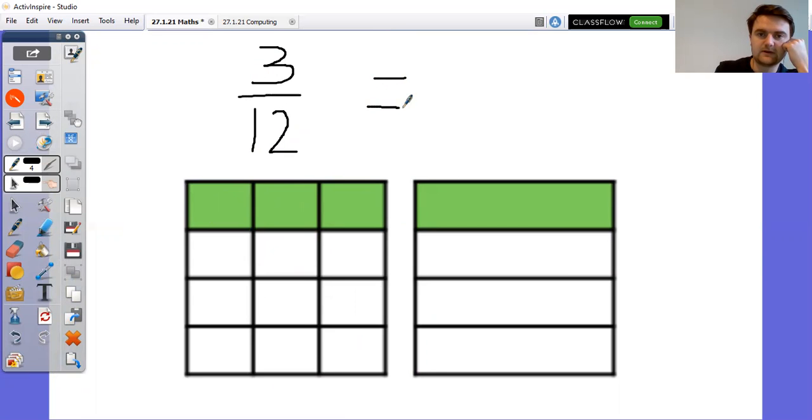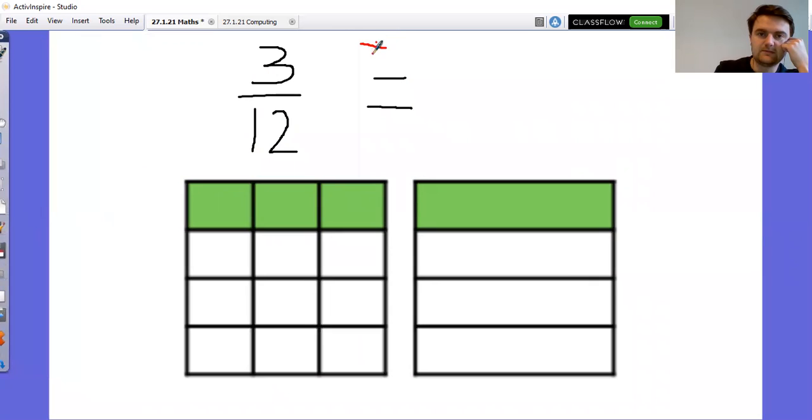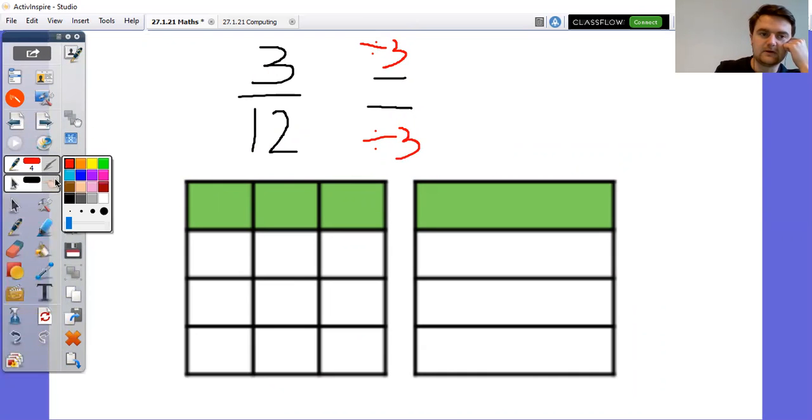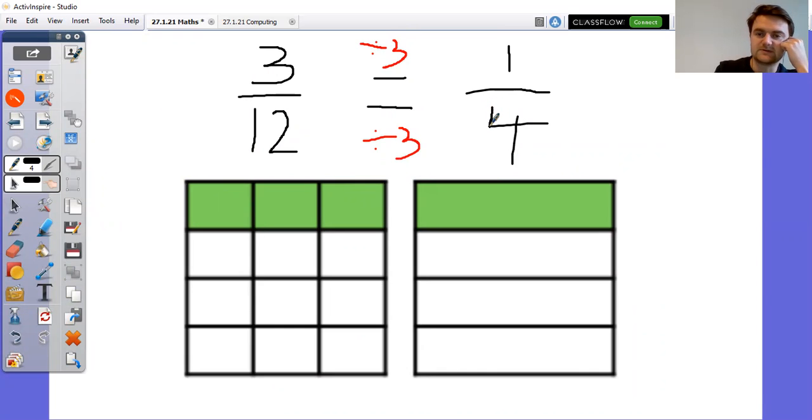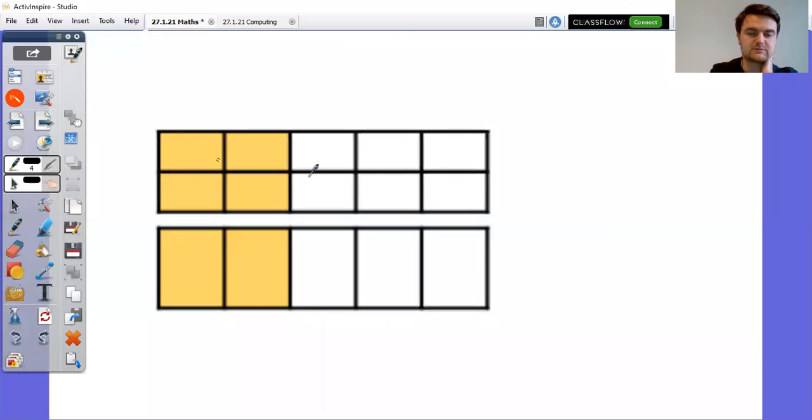Now, if I look at 3 12ths, 3 and 12 can both be divided by 3. So if I divide 3 by 3 and 12 by 3, because I have to do the same to the numerator and the denominator, then in theory, I should end up with 3 divided by 3, which is 1, and 12 divided by 3, which is 4. Now, if I have a look at my second whole, it's been split into 1, 2, 3, 4 equal parts, which is correct, and one of them is shaded in, which is also correct. So I can see that I can use my division and multiplication facts to help me to find out the equivalent fractions. Let's look at one last one.